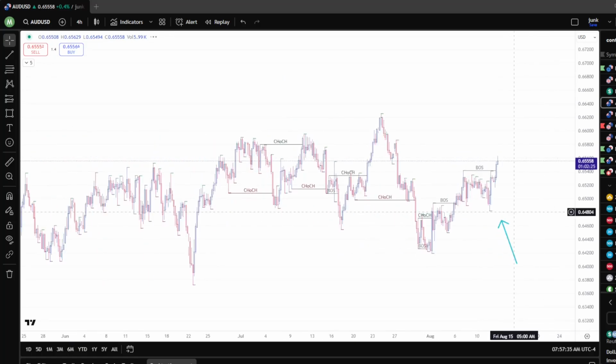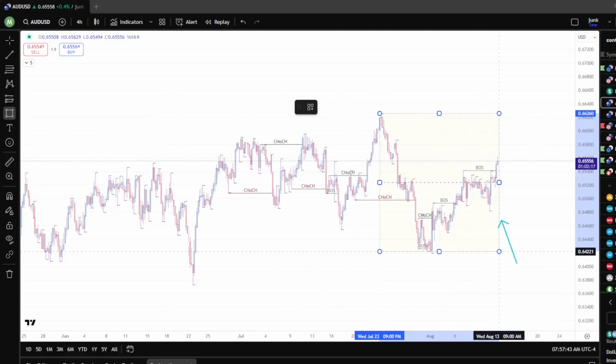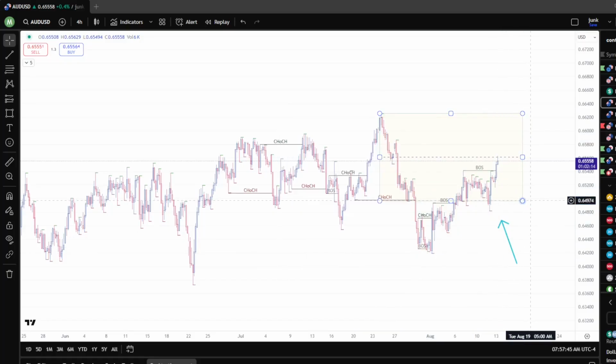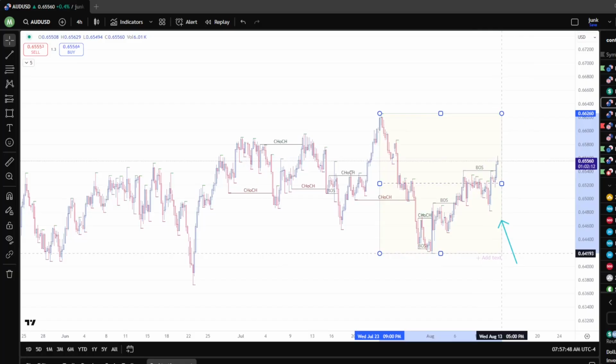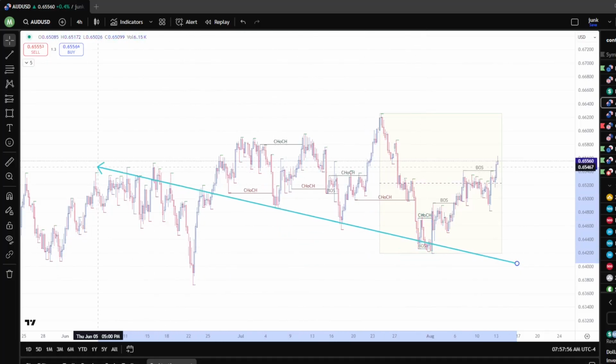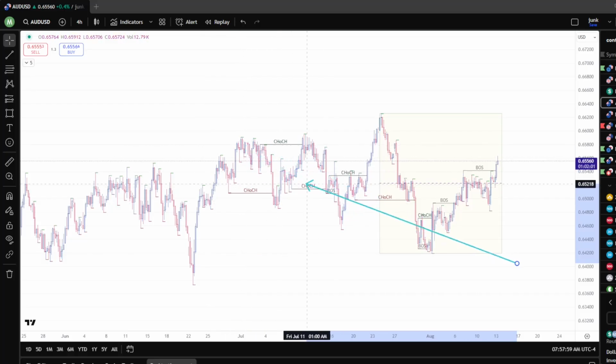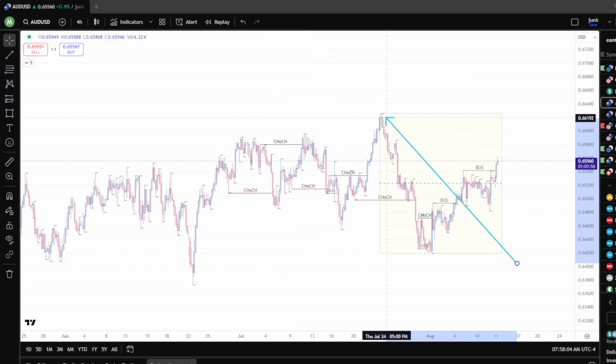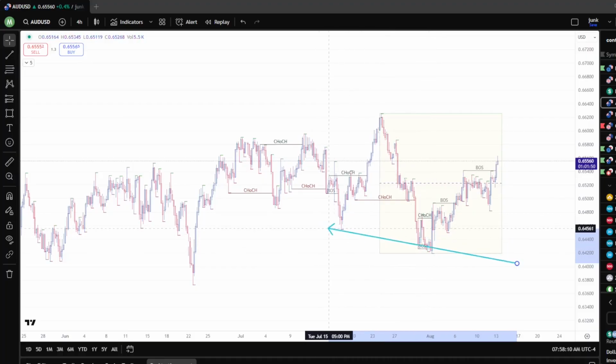AUD USD, let's go map out the current range. So this has been the 4-hour range we've been dealing with. Like I was saying yesterday, we still consider this was the spring that took out the highs of this accumulation, this reaccumulation. Then the 4-hour chart started to break down and took out the lows, and then buyers stepped back in.